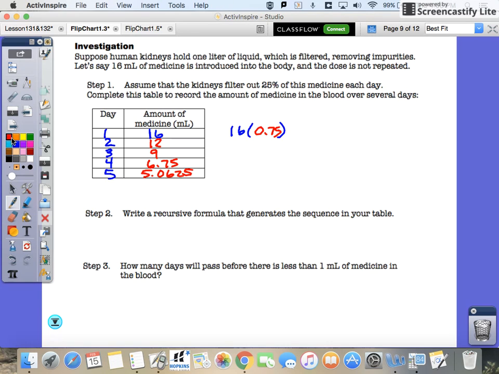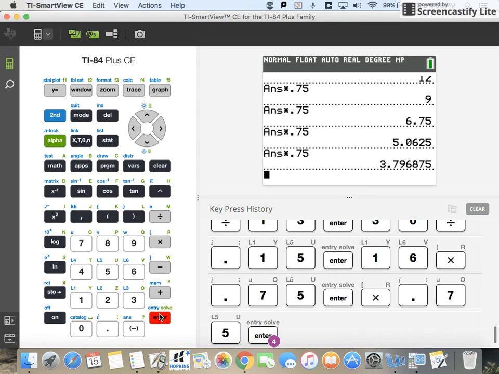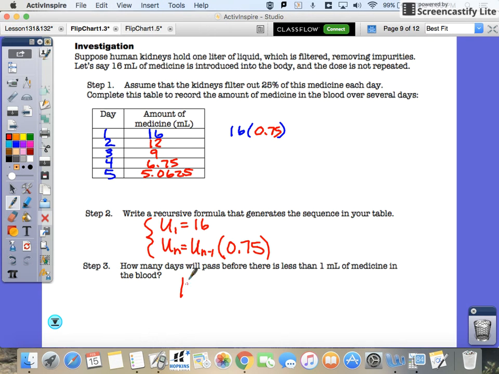This one asks us to write a recursive formula that generates the sequence. So U sub 1 is 16. U sub n equals U sub n minus 1 times 0.75. So I always do it times the amount that we keep. Question is, how many days will pass before there is less than 1 milliliter of medicine in the blood? So we're looking for a decimal smaller than 1. So this is 5, 6 days, 7 days, 8 days, 9, 10, 11 days. So 11 days is when we'll have less than 1 milliliter.